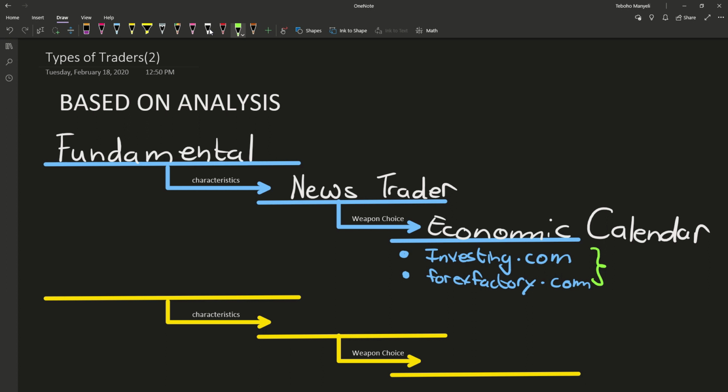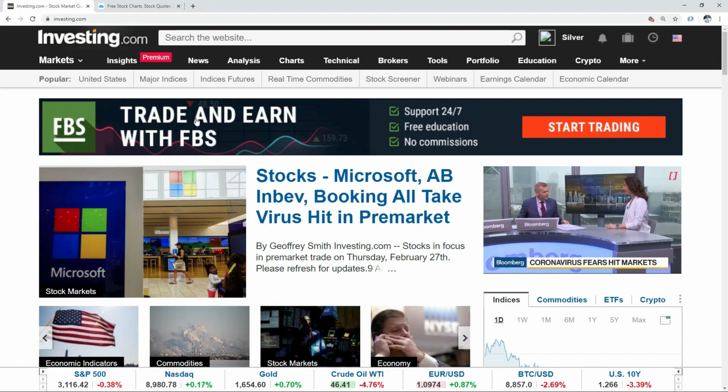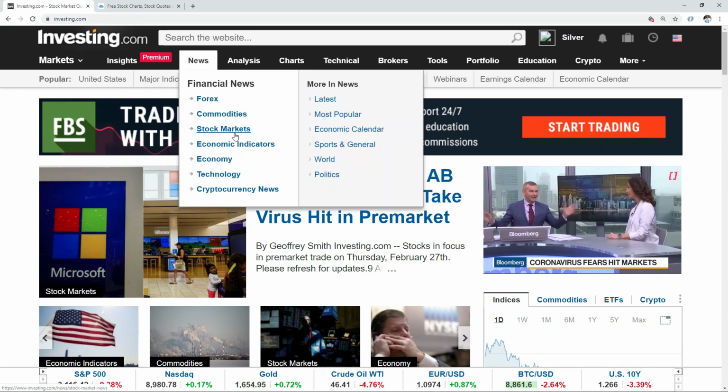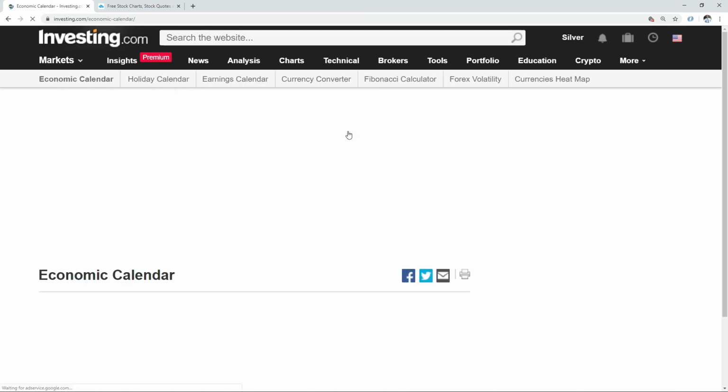They even go up to a year in advance, so you'll know a year in advance that a certain economic factor is coming out. So I'm gonna pop into investing.com so that I can show you what an economic calendar looks like. If we have a look here under investing.com, there's a tab that says news, and under news there's economic calendar. So basically this is the weapon that we need. Jump in there.